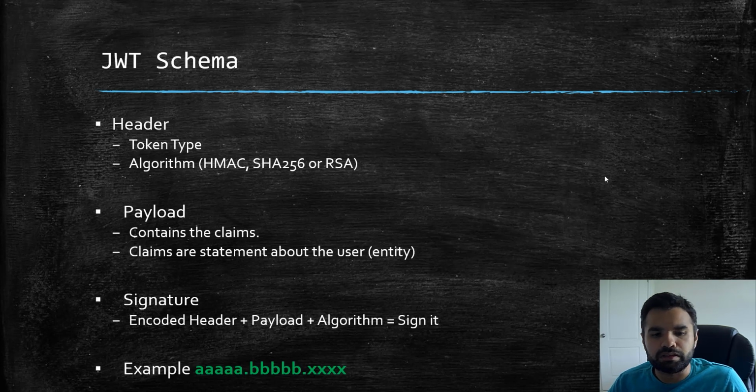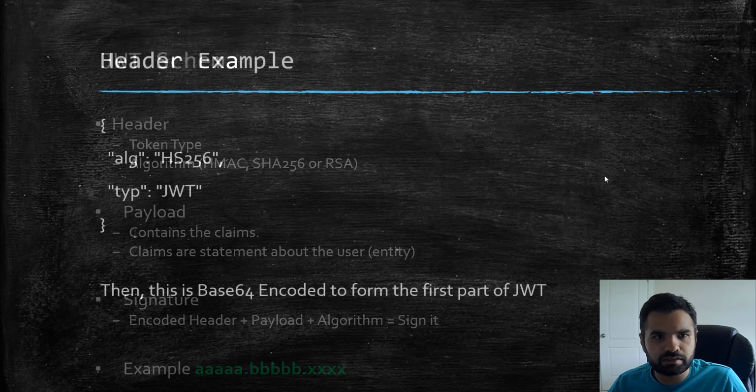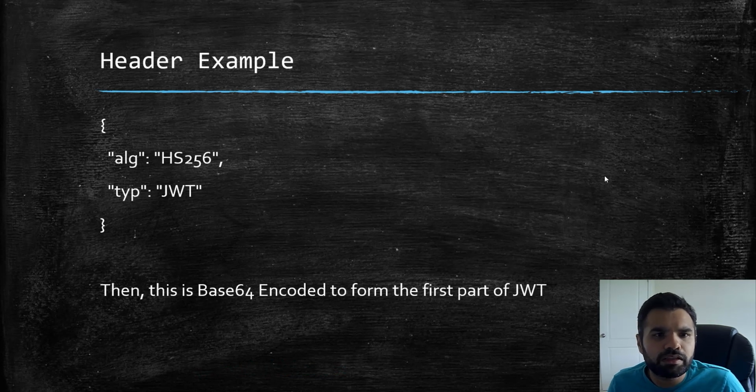So this is how it looks in an example: everything is encoded and appended with a dot. The first part, A, is the header, B is the payload, and C is the signature. Now, if you look at the header example, this is the algorithm, where it says HS256, and the type of the token is JWT. This is what you would typically see in the header. And then this is base64 encoded to form the first part of the JWT.